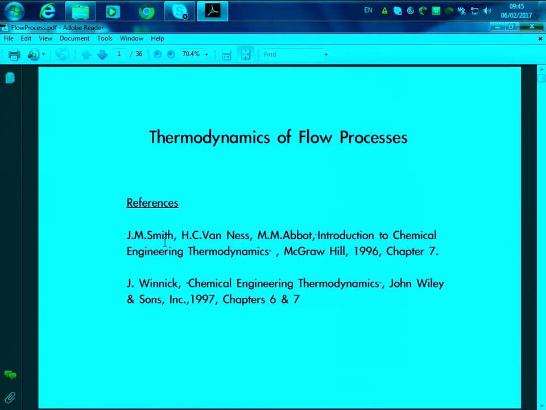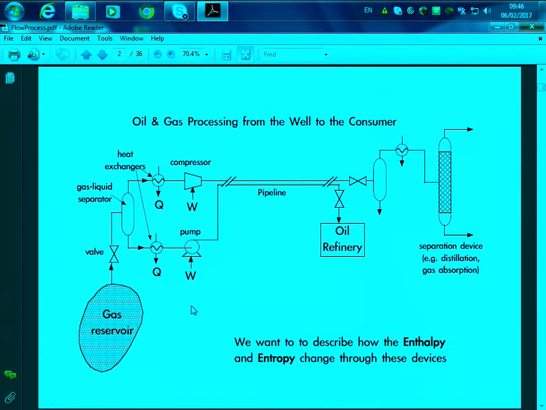So we go back to the oil and gas processing from the well, and that's basically the system that we will be looking at throughout all this module. And we will look at how the properties of the fluid change while going through the system, as well as, let's say, if we wanted to have a change in the fluid, how much energy you will need in order to generate that change in the fluid.